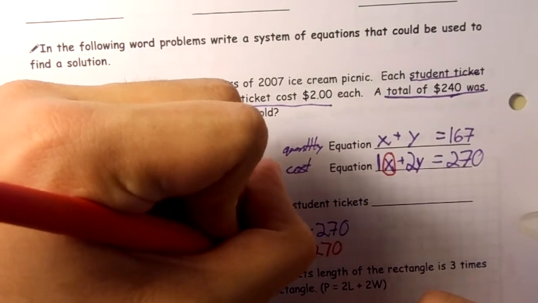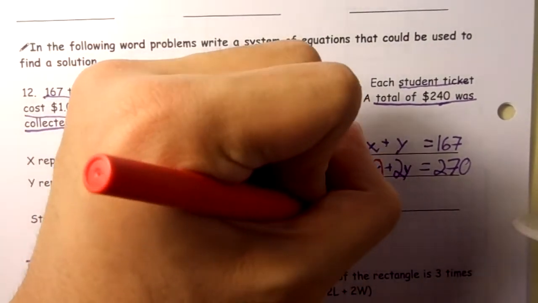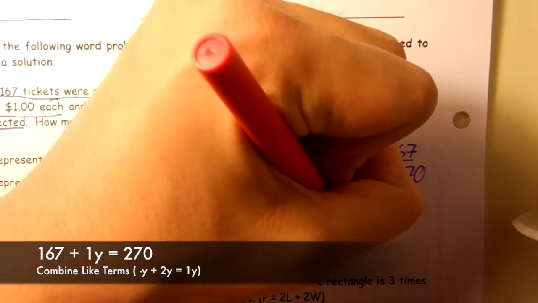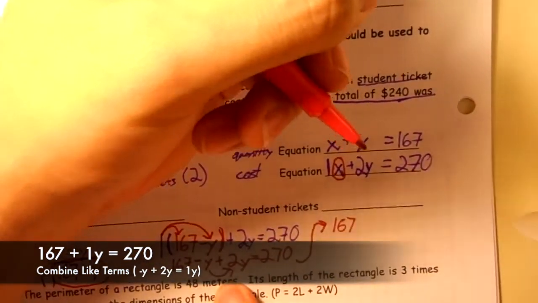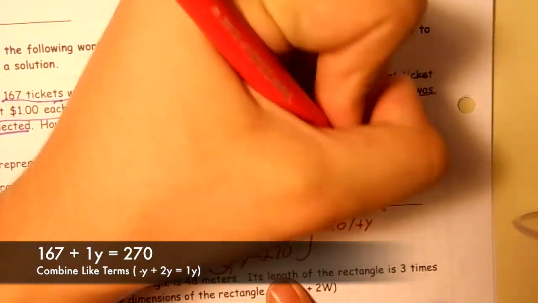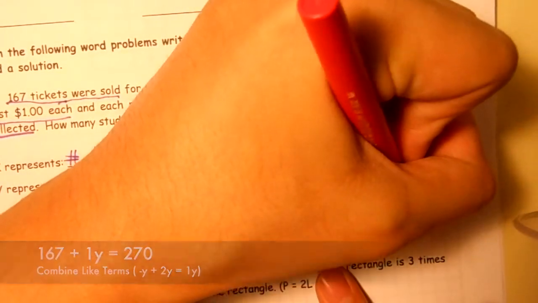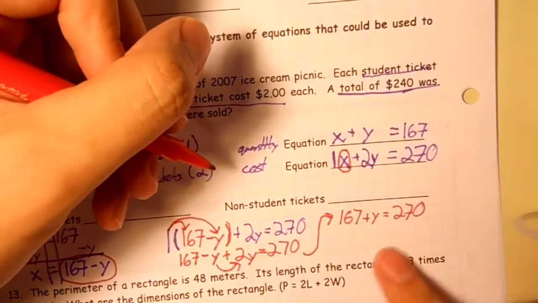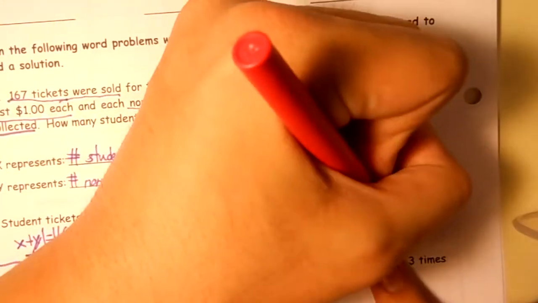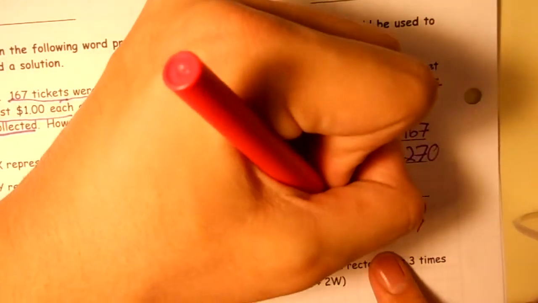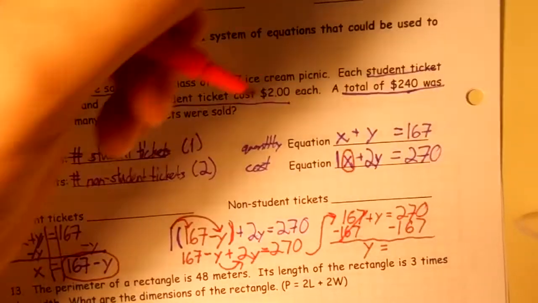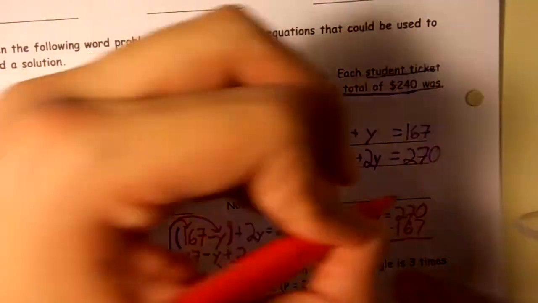I'm going to combine like terms. I'm going to move the entire equation up here. So 167 minus y plus 2y is going to be 1y, right? Equals 270. One step to go before we solve for y. We'll subtract 167 from both sides, and that'll leave us with y equals, let's see, that's 103.